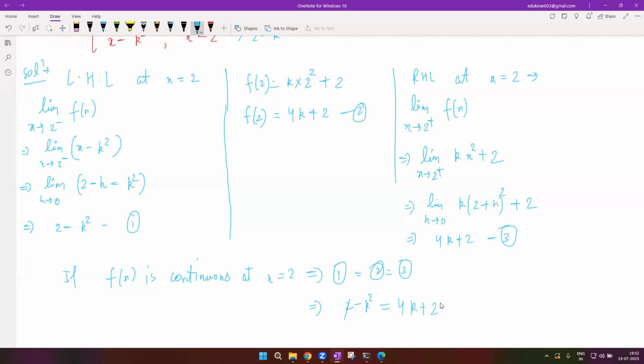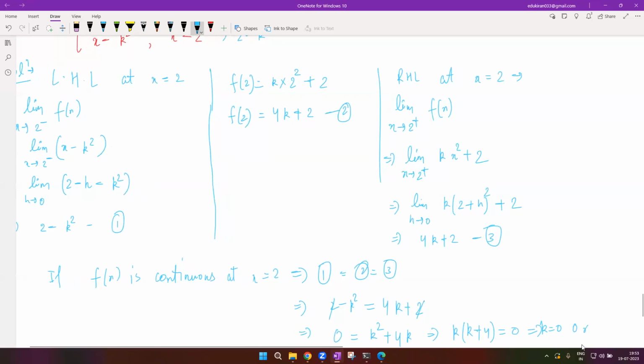Now the 2 cancels out here. If you take the minus k square to the right-hand side, 0 remains on this side, and on that side it becomes plus k square plus 4k. So basically you need to solve this quadratic equation k square plus 4k equals 0, which can be factorized if you take k common. So it becomes k into (k plus 4) equals 0. There are two linear factors, so either k is 0 or k plus 4 is 0, right?